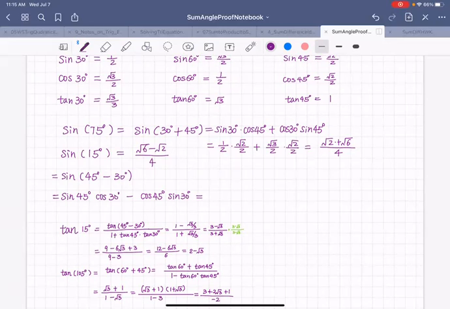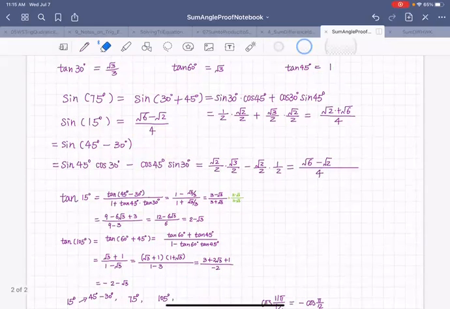So that would be square root 2 over 2 times square root 3 over 2 minus square root 2 over 2 times 1/2. Okay, equals square root 6 minus square root 2 over 4. Okay.